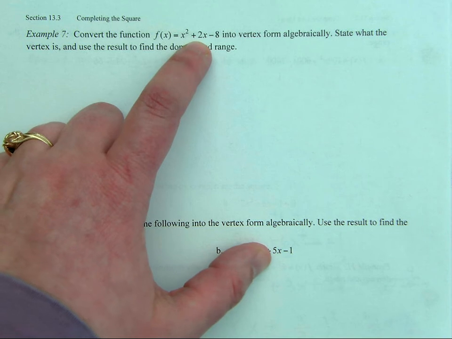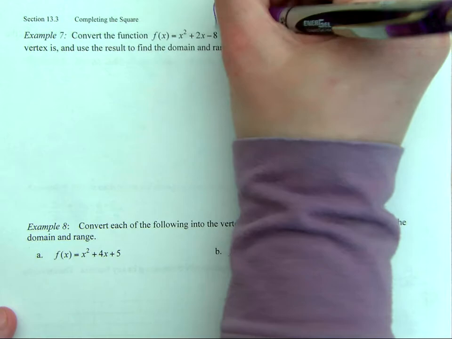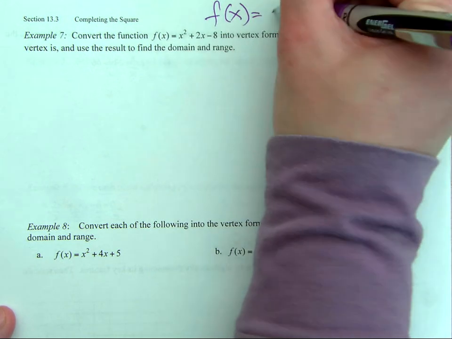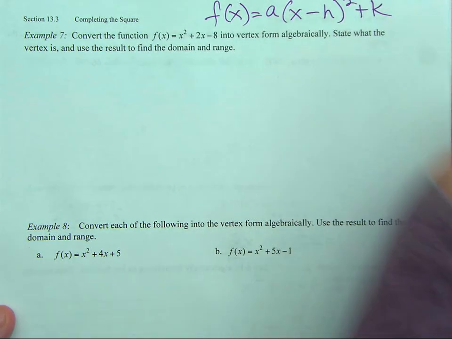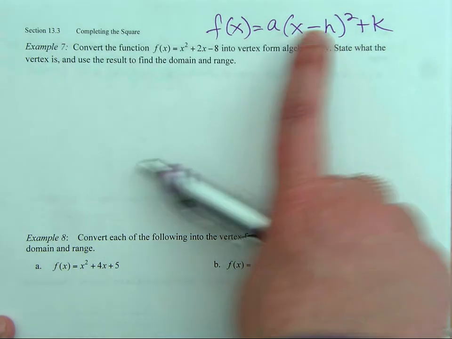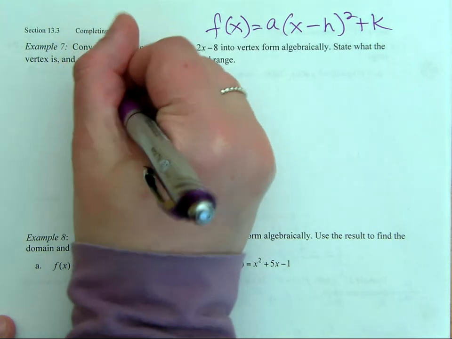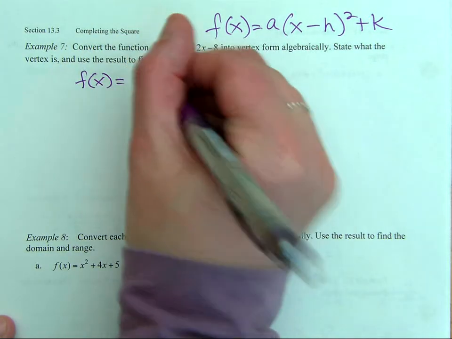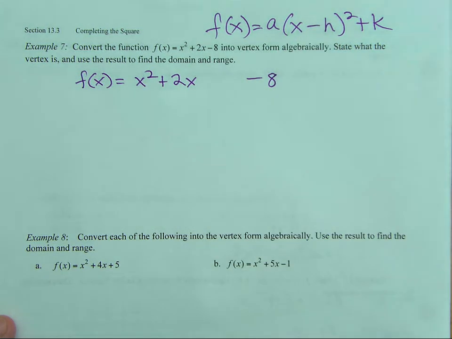So if we put it in that vertex form, do you remember what the vertex form was? f of x equals a times x minus h squared plus k. You might memorize it. That's what we call the vertex form. If we complete the square, and now we're not solving, we're just getting it into a different form, I'm taking f of x equals x squared plus 2x, and I'm going to set the 8 off to the side.